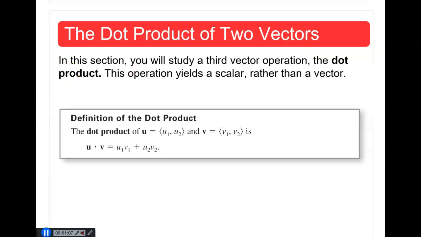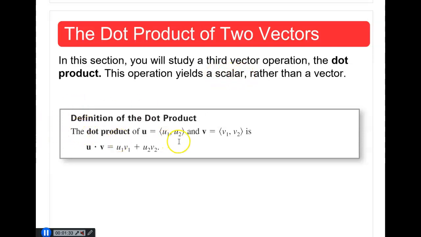In this section, we will study a third vector operation. Remember, on the previous one, we did addition and subtraction, which is one operation, and then we went over scalar multiplication. So now the dot product is the next one, and with this operation, the result is going to be one number only, and not a vector. So it's going to be a scalar.